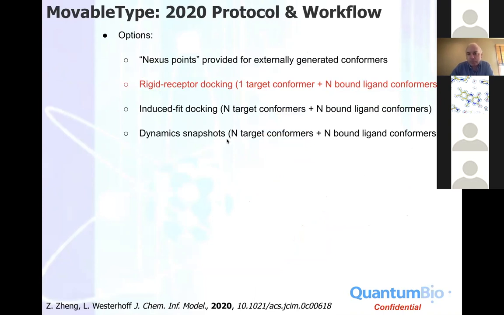In this example that I'm going to show very quickly, you have a lot of options to choose from. The ones in red are the ones I happened to choose for this example, which is a rigid receptor docking. Again, a very straightforward setting in most docking software. This was all done in Mo. We can also support induced fit docking, where you'd have N target conformers versus N bound ligand conformers. And something we haven't really talked about at all, and are just beginning to explore internally, is doing dynamic snapshots, where you could have N target conformers and N bound ligand conformers that came not from docking, but from dynamics.